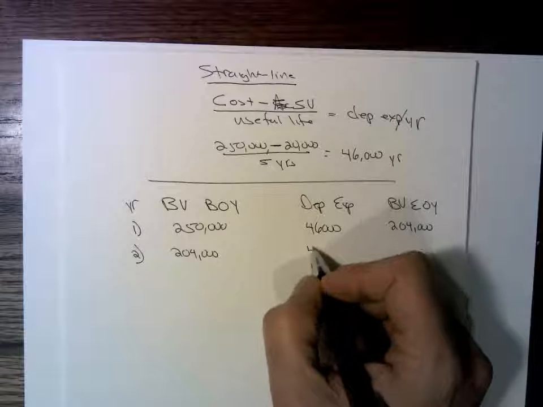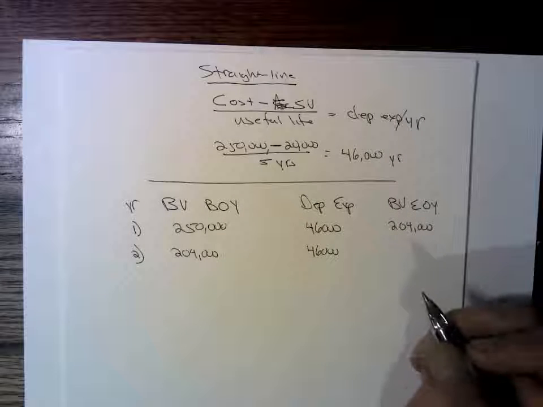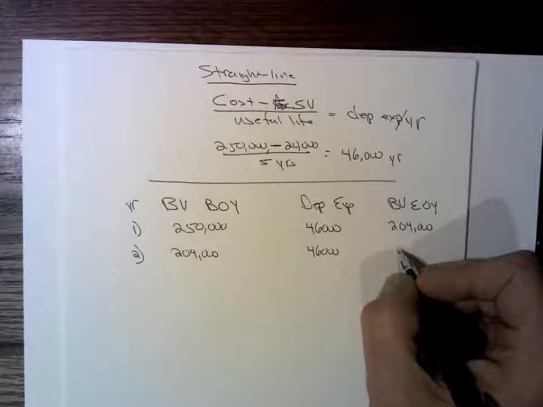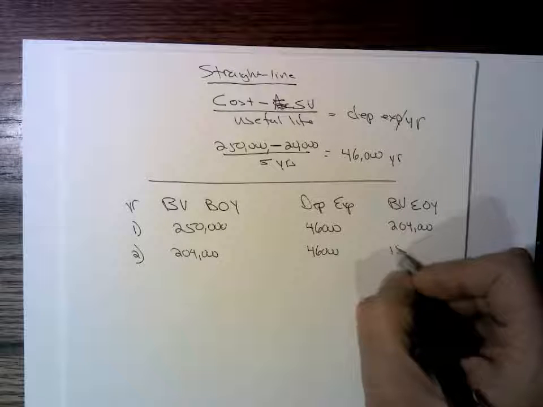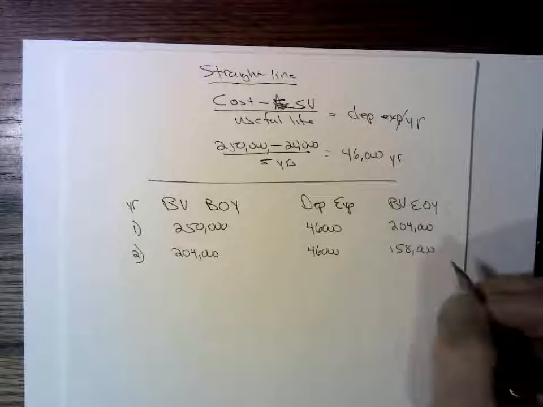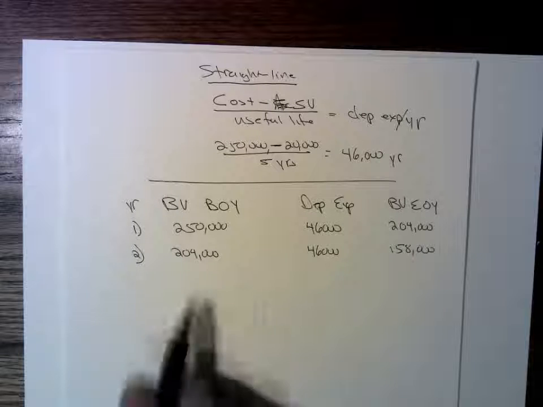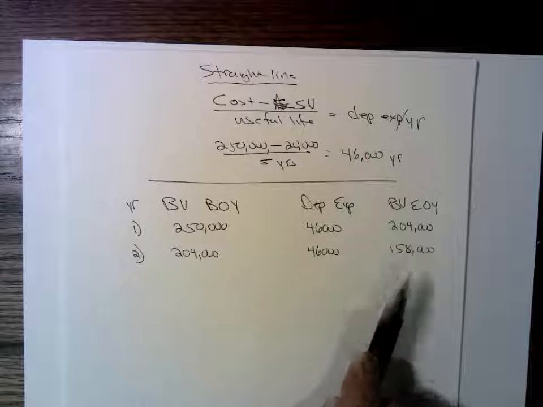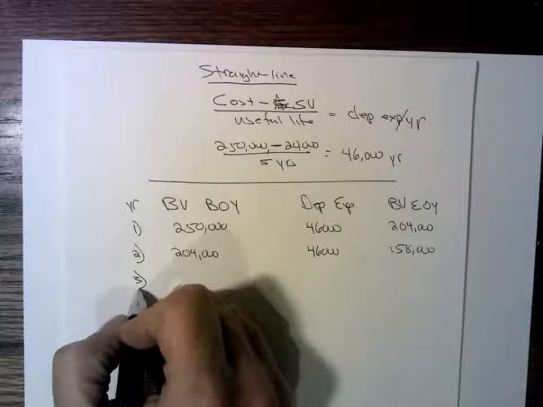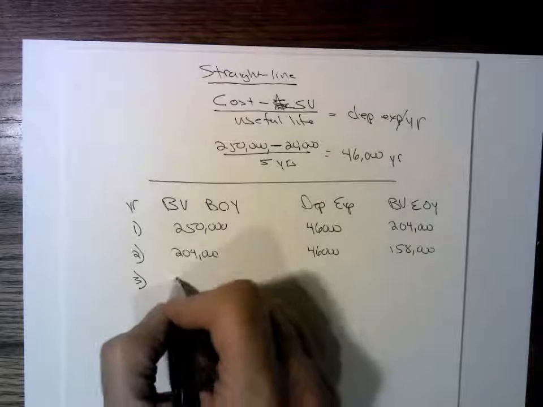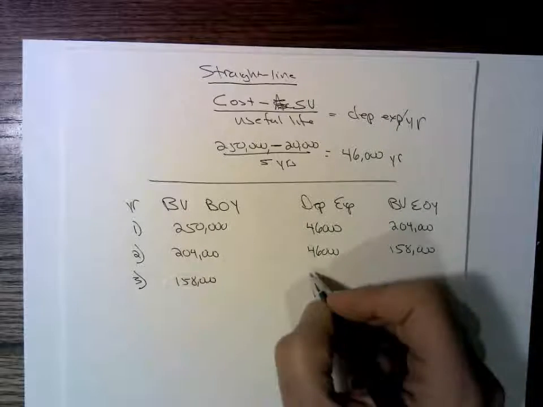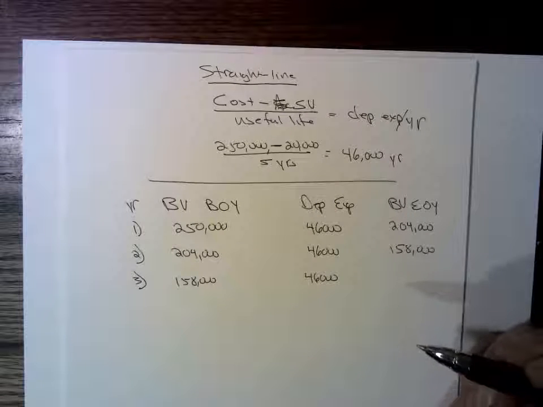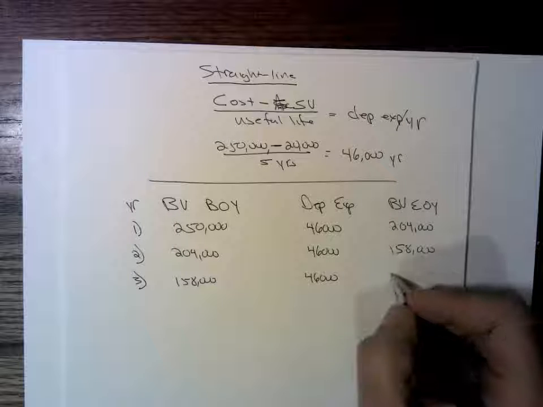And the second year, I depreciate for another $46,000. So the 204 minus the 46 gives us, what does it give us? $158,000, right? So after the second year, we've got $158,000 of usefulness remaining, right? Year 3, I bring that $158,000 back over here. Straight line's pretty simple because it's just the same thing over and over again. That depreciation expense is the same every year.